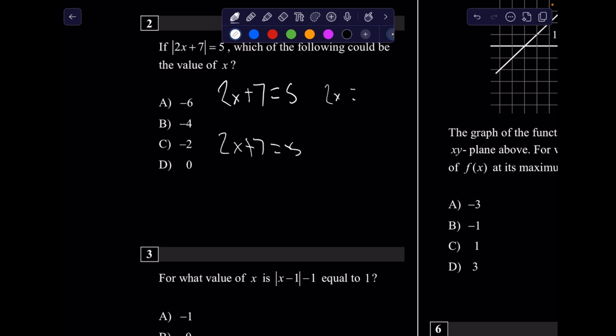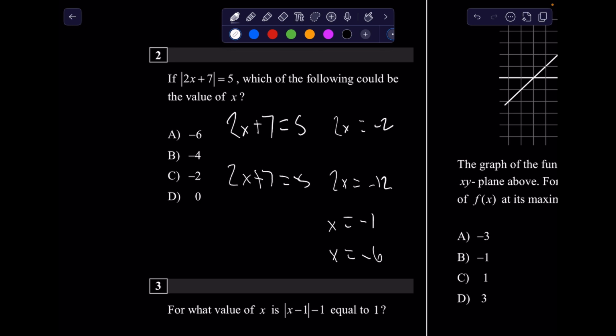So 2x equals -2, and then 2x equals -12. So x equals -1 and x equals -6. With absolute value equations, we always have to check for extraneous solutions. So we check for x equals -1, so the absolute value of -2 plus 7 equals 5. And we also check for x equals -6, so the absolute value of -12 plus 7 equals 5. So either one could work, and we look in the answer choices and we see -6, and there's our answer.